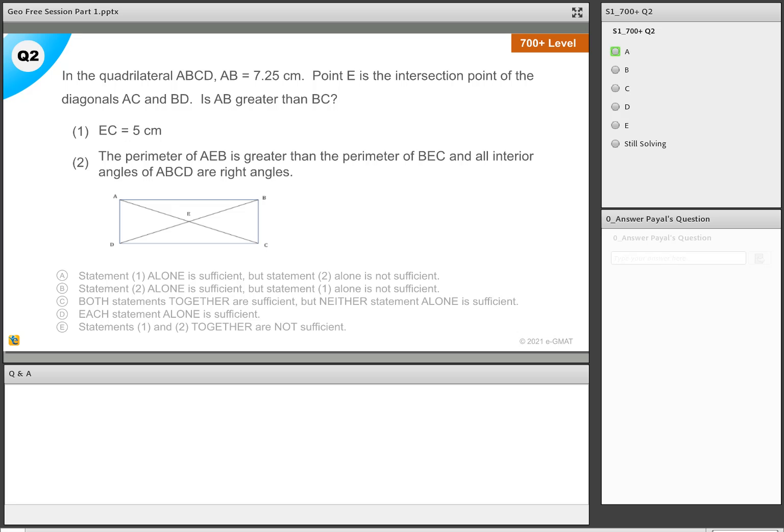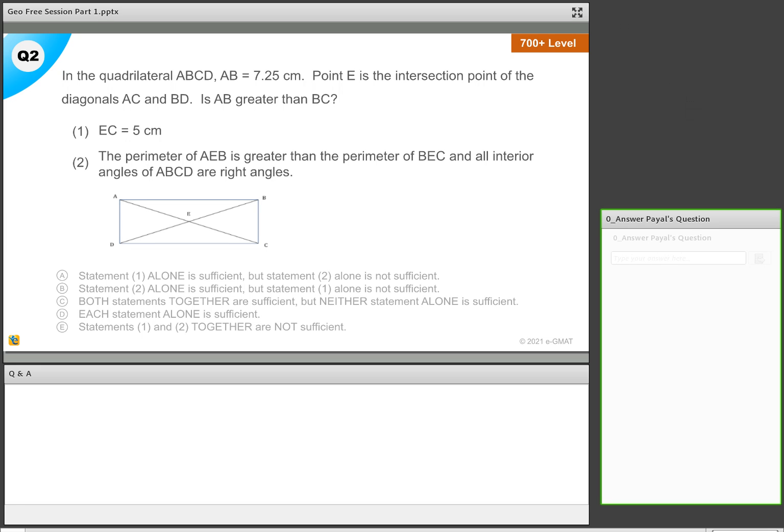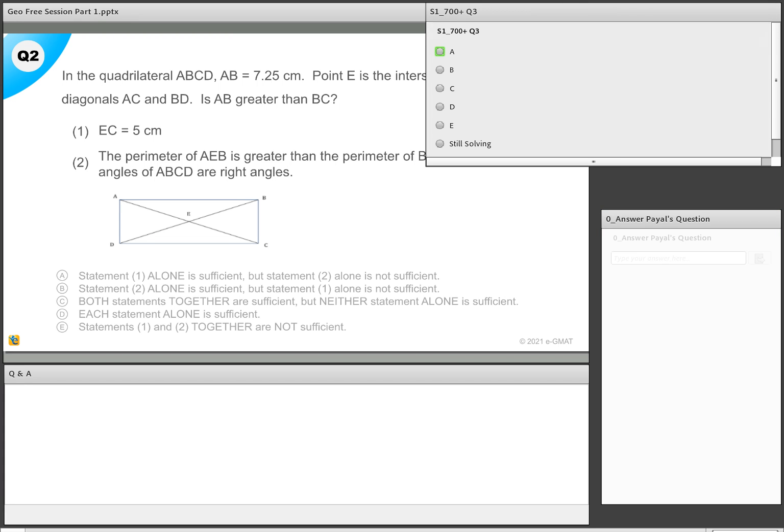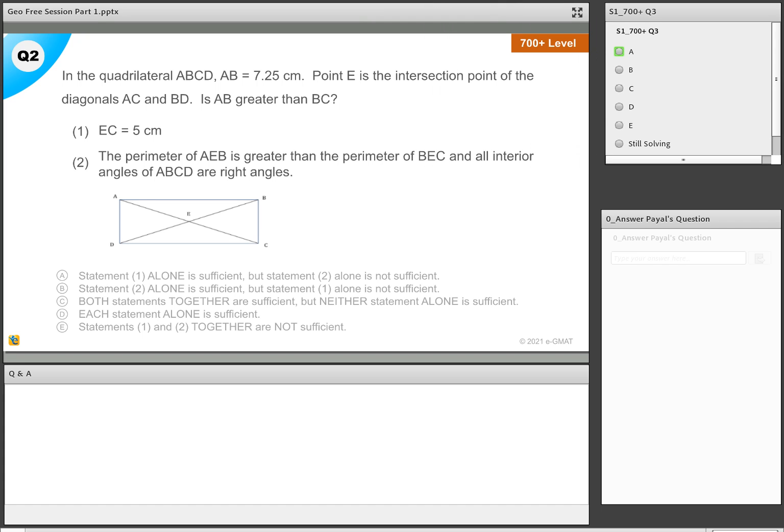All right, last few seconds. Please select the answer. All right, I'm going to end the poll. Now here comes your last question, and okay, good luck.